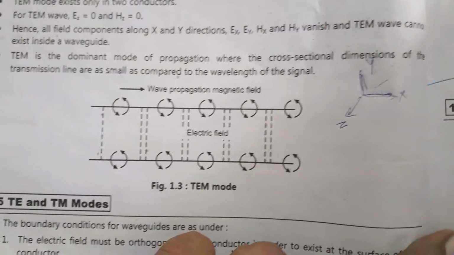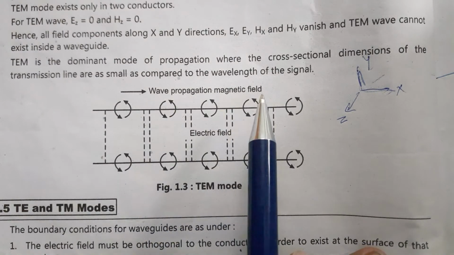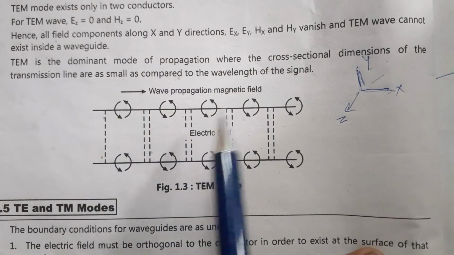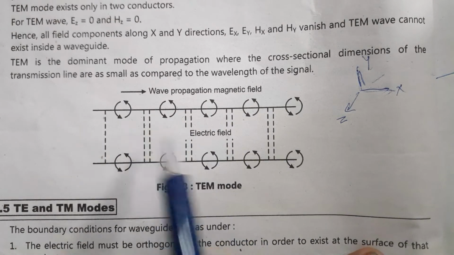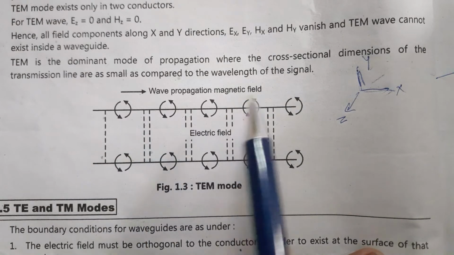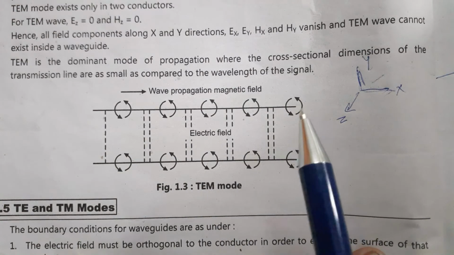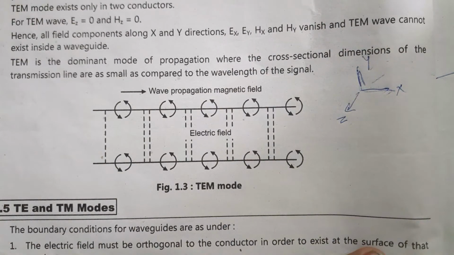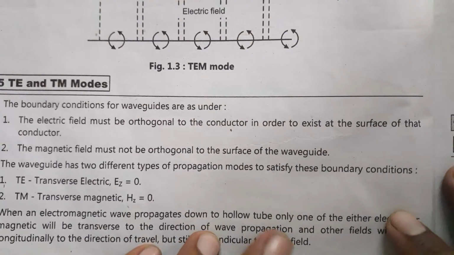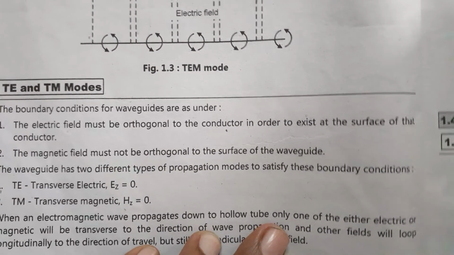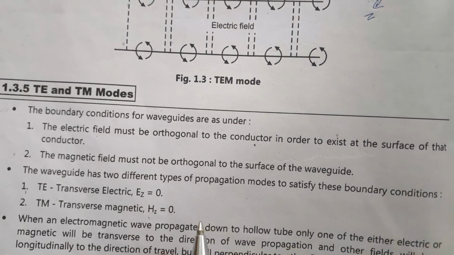But if you see this on the top side, here we get wave propagation of magnetic fields. The magnetic field is circular, and the electric fields are there. The electric field is vertical and the magnetic fields are circular. So both the fields are perpendicular to each other. So that wave will not exist in waveguides. Then we will go for the other modes, that is TE and TM modes, transverse electric and transverse magnetic modes.